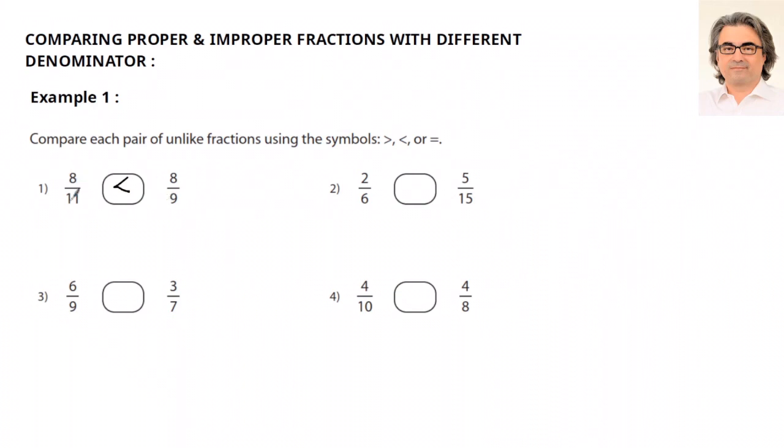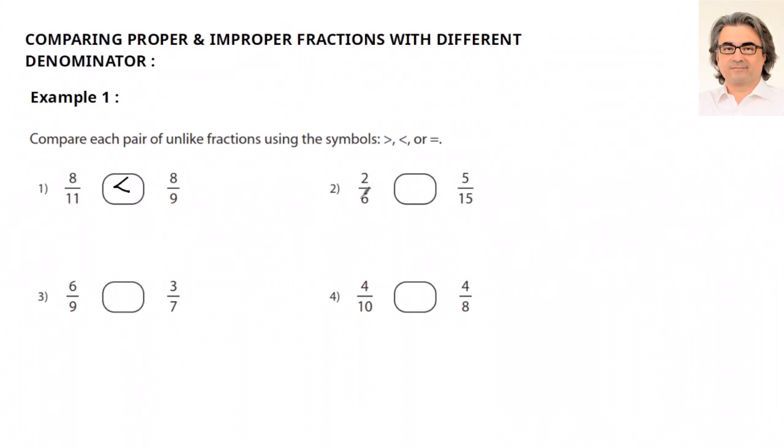Because 8 over 11, what does it mean? It means you are dividing 8 by 11. 8 over 9, what does it mean again? You are dividing 8 by 9. Which one gives you the greater result? 8 over 11 or 8 over 9? Of course, 8 over 9 gives you the greater result. Now let's continue with the next.